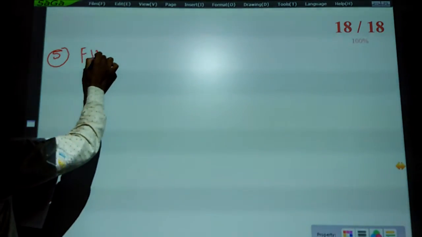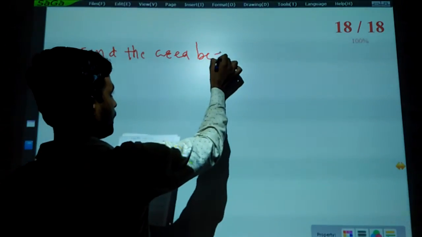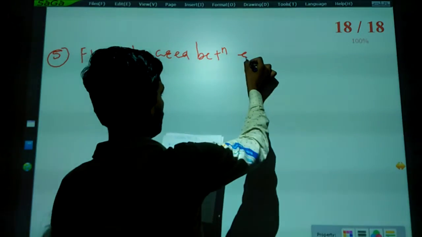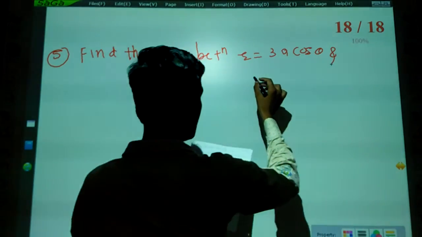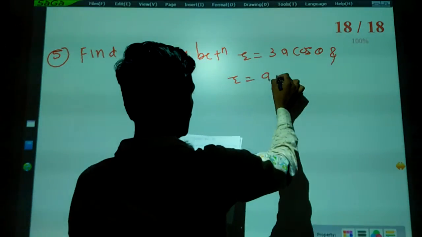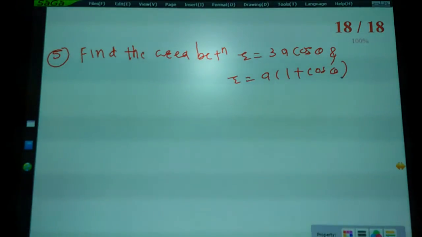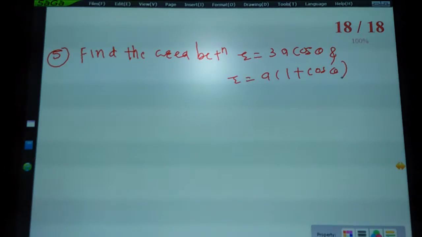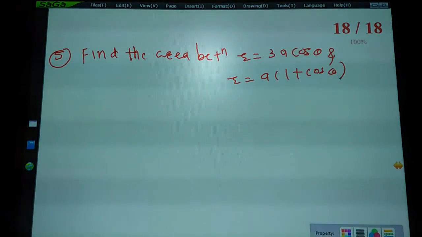Okay, find the area between r is equal to 3a cos theta and r is equal to a into 1 plus cos theta. So here you are given one circle and the other is the cardioid. So r is equal to 3a cos theta is the circle and r is equal to a(1 plus cos theta) is the cardioid.